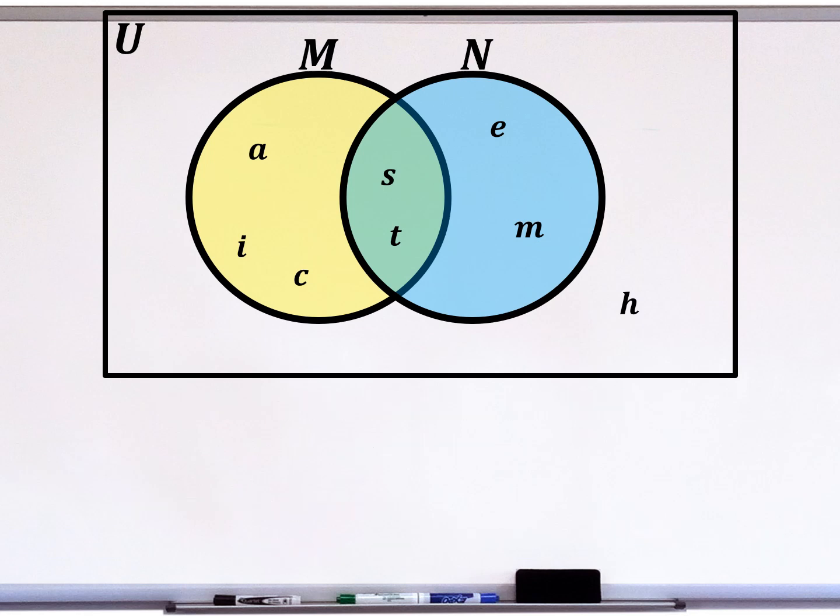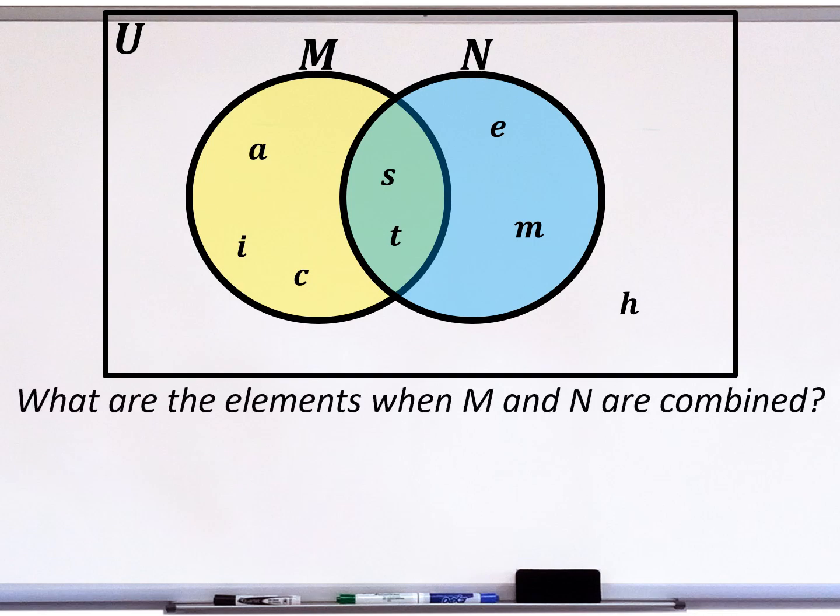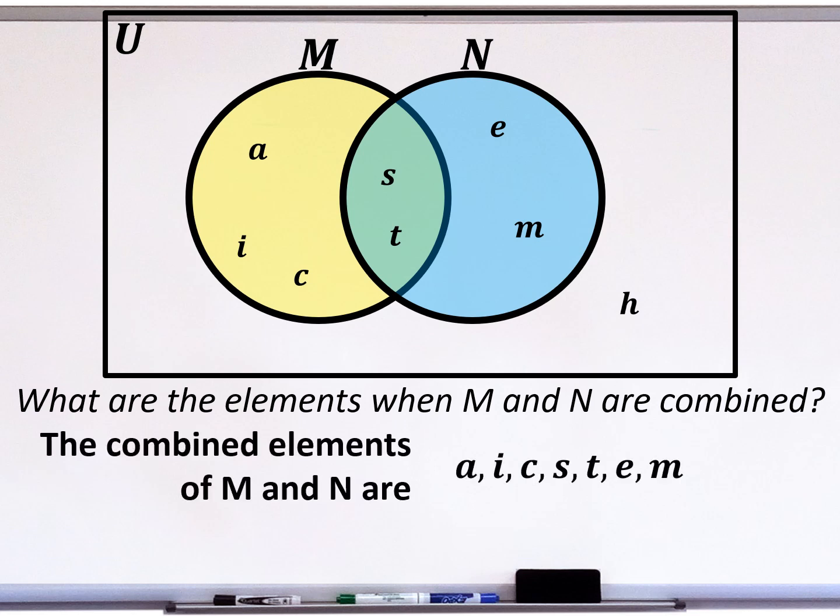So what if you are asked another question? Still the same Venn diagram. What are the elements when M and N are combined? You are asked to determine the elements if you are going to combine set M and set N. The answer here will be the combined elements of set M and set N: A, I, C, S, T, E, and M. So all the given elements inside the two circles is the answer.